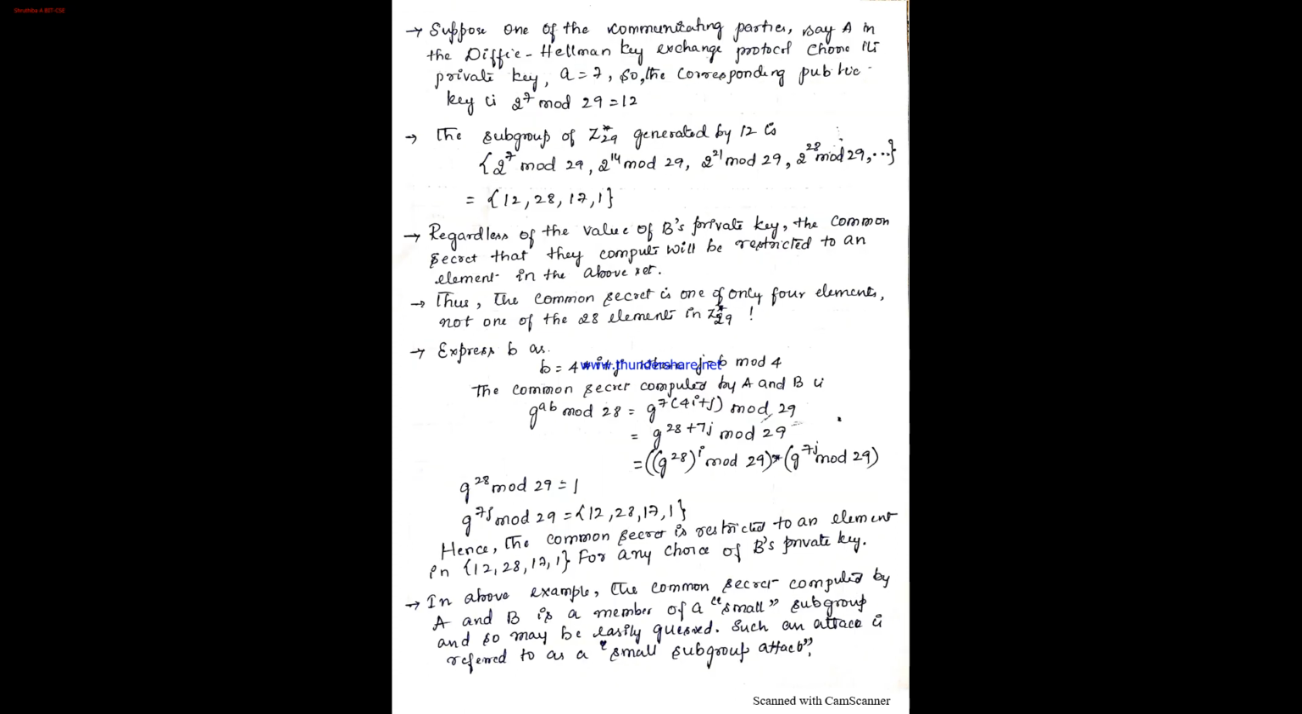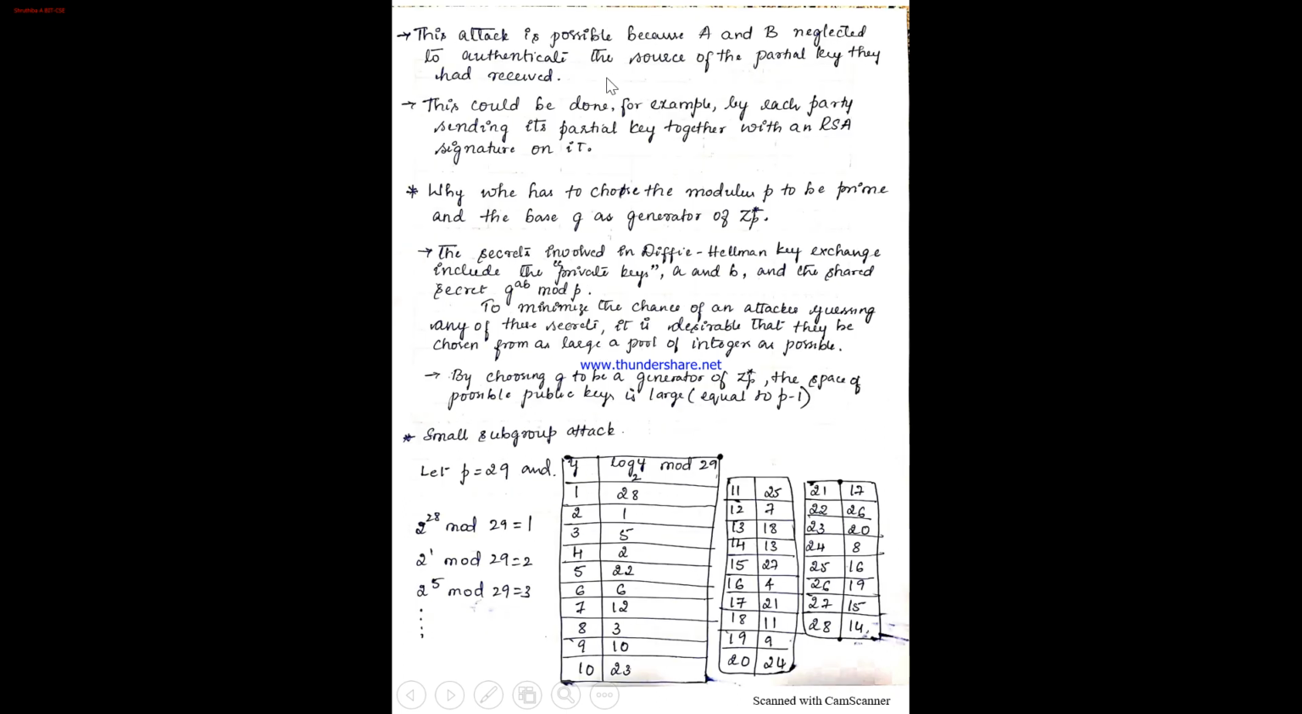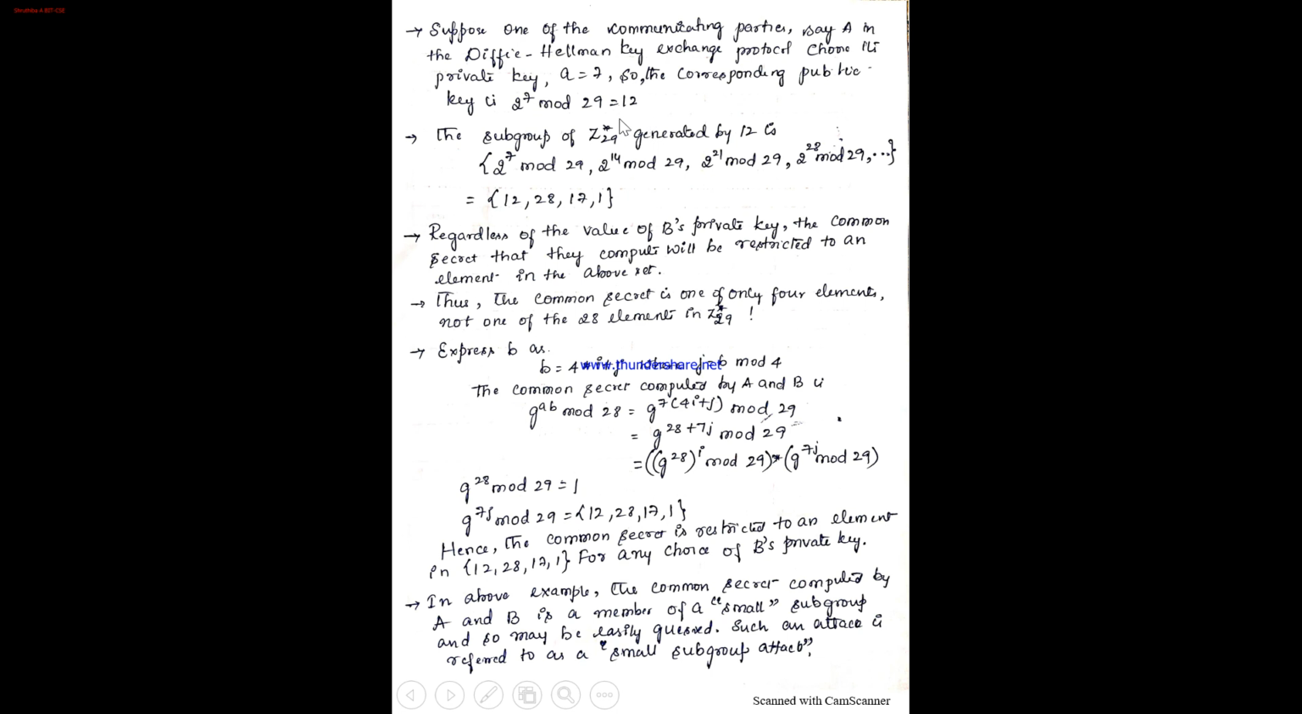Say, for example, one of the communicating parties, A, in the Diffie-Hellman key exchange protocol chooses the private key as 7. Then 2 to the power of 7 mod 29 is 12, so the partial key computation will give 12. So the subgroup generated by 12 is, 2 to the power of 7 gives you 12.